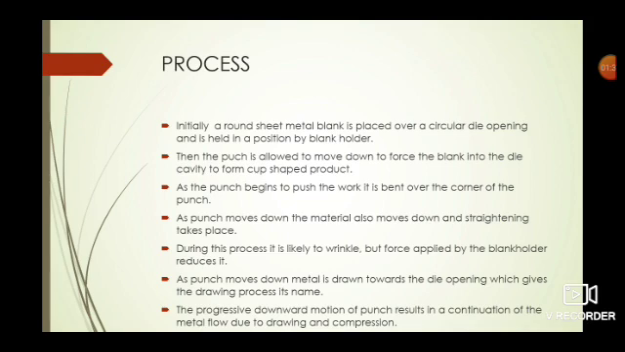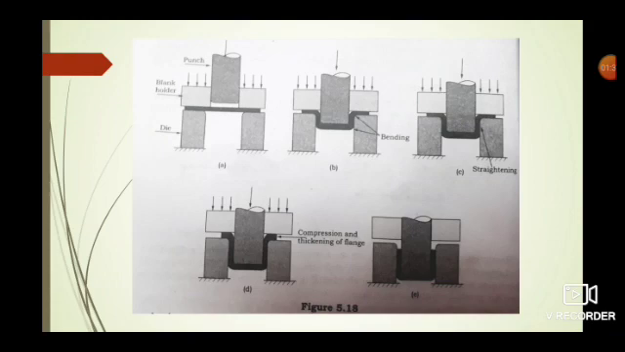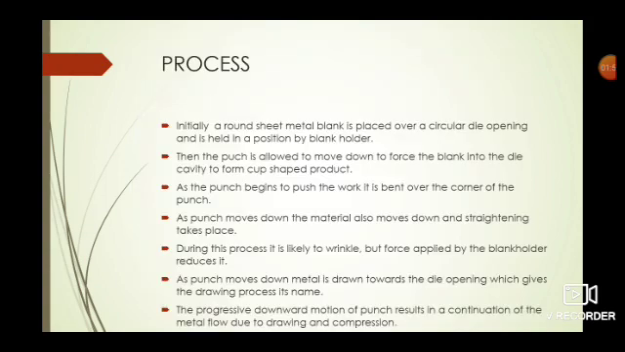Then as the punch begins to move downwards, a bend is created over the corner of the punch. As you can see in figure 5.18b, as the punch moves downwards, a bend is created at the corner position of the die and the punch. It is well shown in the figure. As the punch moves down, the material also moves down and straightening takes place.